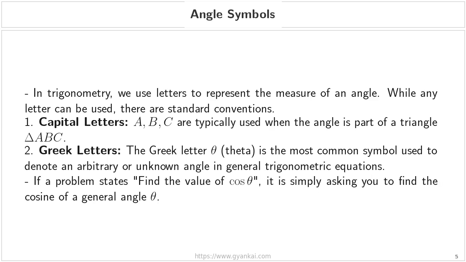To give you a practical example of how this looks in a problem, if a question asks you to find the value of cosine theta, it isn't referring to a specific corner of a labeled triangle, but is simply asking you to find the cosine ratio for a general, unspecified angle, theta. As we move to the next slide, we will look at how these different notations can sometimes lead to common mistakes, so pay close attention to how these symbols are written.